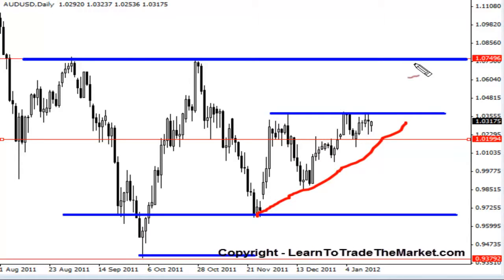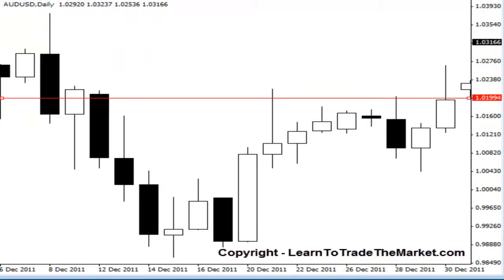Now, the reason for the video update today, I've actually entered a long, and I'll tell you why. I'm just going to zoom in and point out the signal that I've taken.